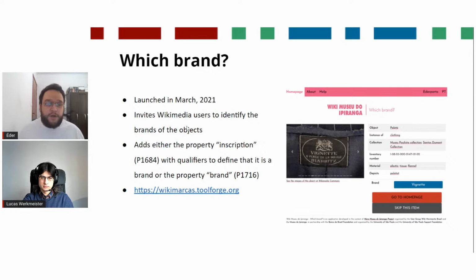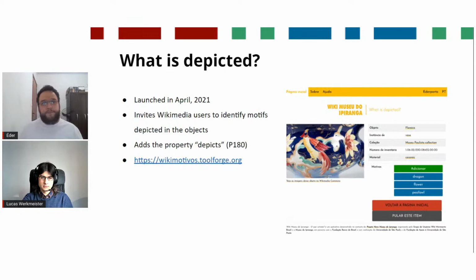P1689-84. When, let's say, I searched Wikidata and I didn't find Vinetch, I know this is the brand of the cloth, but not all brands have a Wikidata item. So what I do is add the property inscription with qualifiers to define that this inscription is related to the brand. So it's the modeling of the data that we built. Or I add the brand property, 1716.